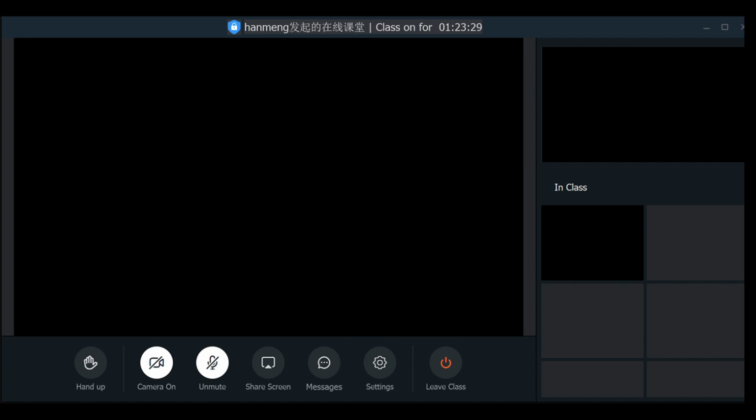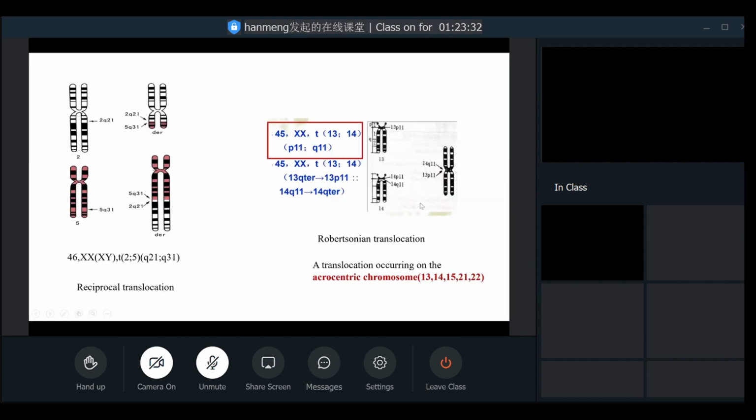Because they lost one chromosome, the total chromosome number is 45, XX or XY, rob(13;14)(p11;q11). In this condition, the Robertsonian translocation occurs between the 13, 14, 15, 21, and 22 chromosomes.